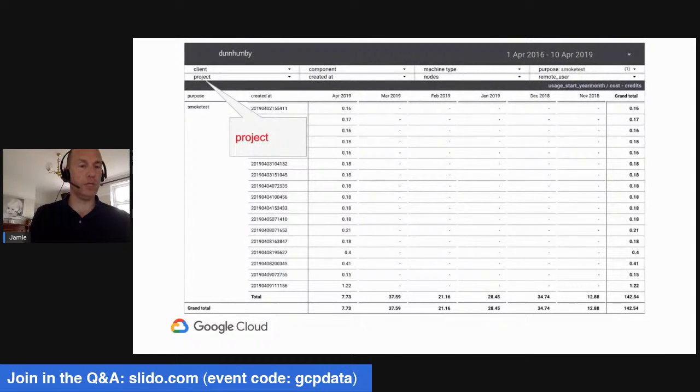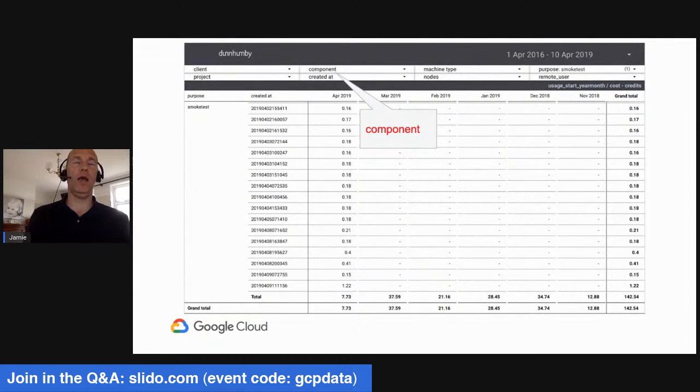Project is the GCP project that we're running the cluster in. We split our cloud platform into what we call different components, and a component is essentially a grouping of different resources. Two of the main components that we create are something called analyst platform and data platform. Data platform is the part of our cloud platform that we offer to data engineers. Analyst platform is the part that we offer to our data scientists. And so again, we can aggregate, slice and dice the cost data over those two components.